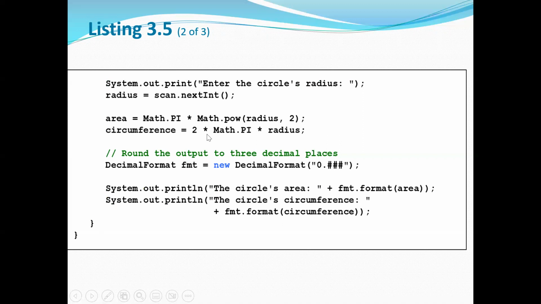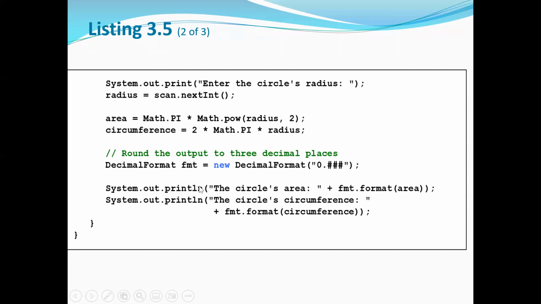Then we find the circumference. The circumference will be 2 times pi times r. So we use Math.PI, which will give us 3.142, times the radius. So now we have our answers for the area and also the circumference. So we create our DecimalFormat object named fmt. Now you can see the pattern here is 0.### with 3 pound signs, meaning 3 decimal places. So here we use the keyword new, DecimalFormat, and the pattern.